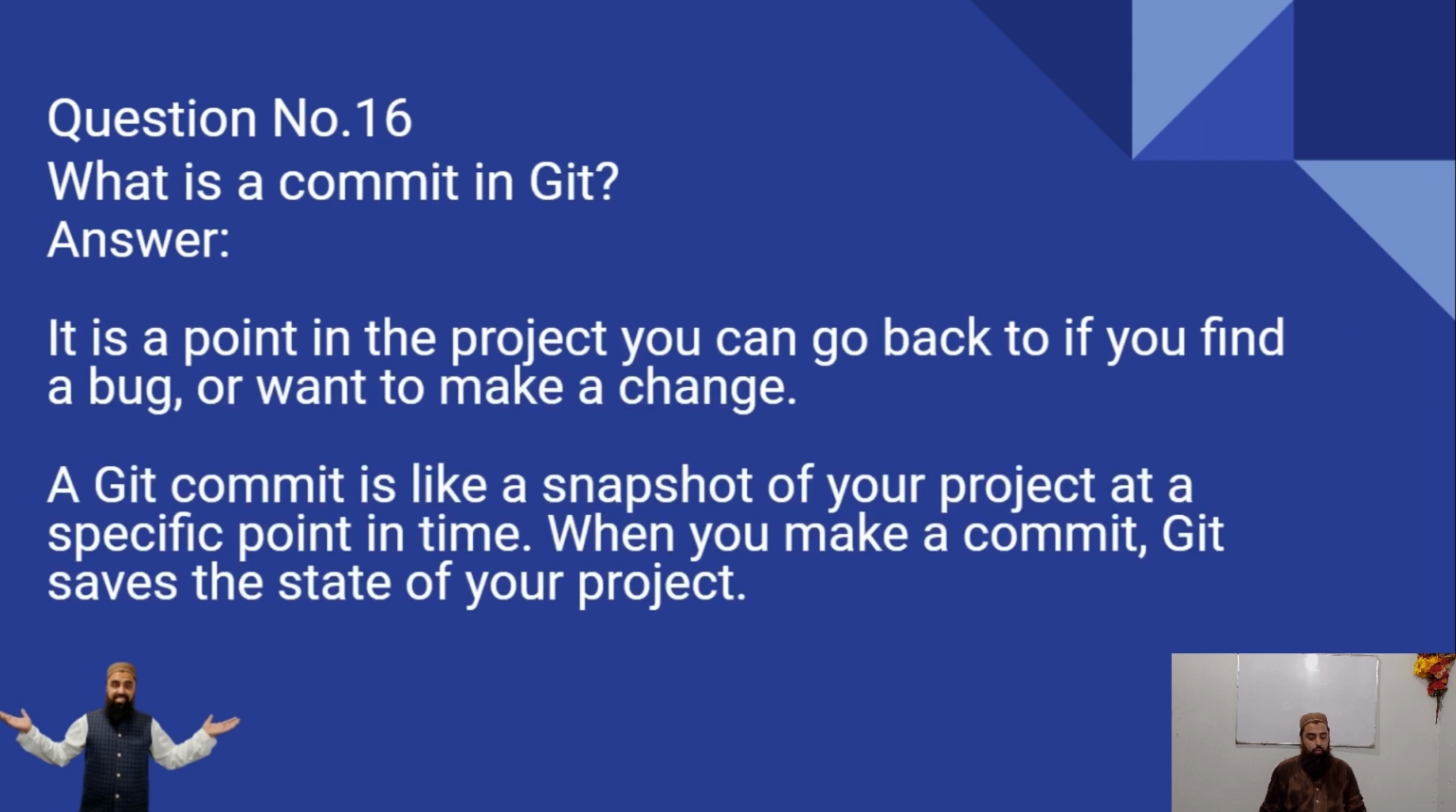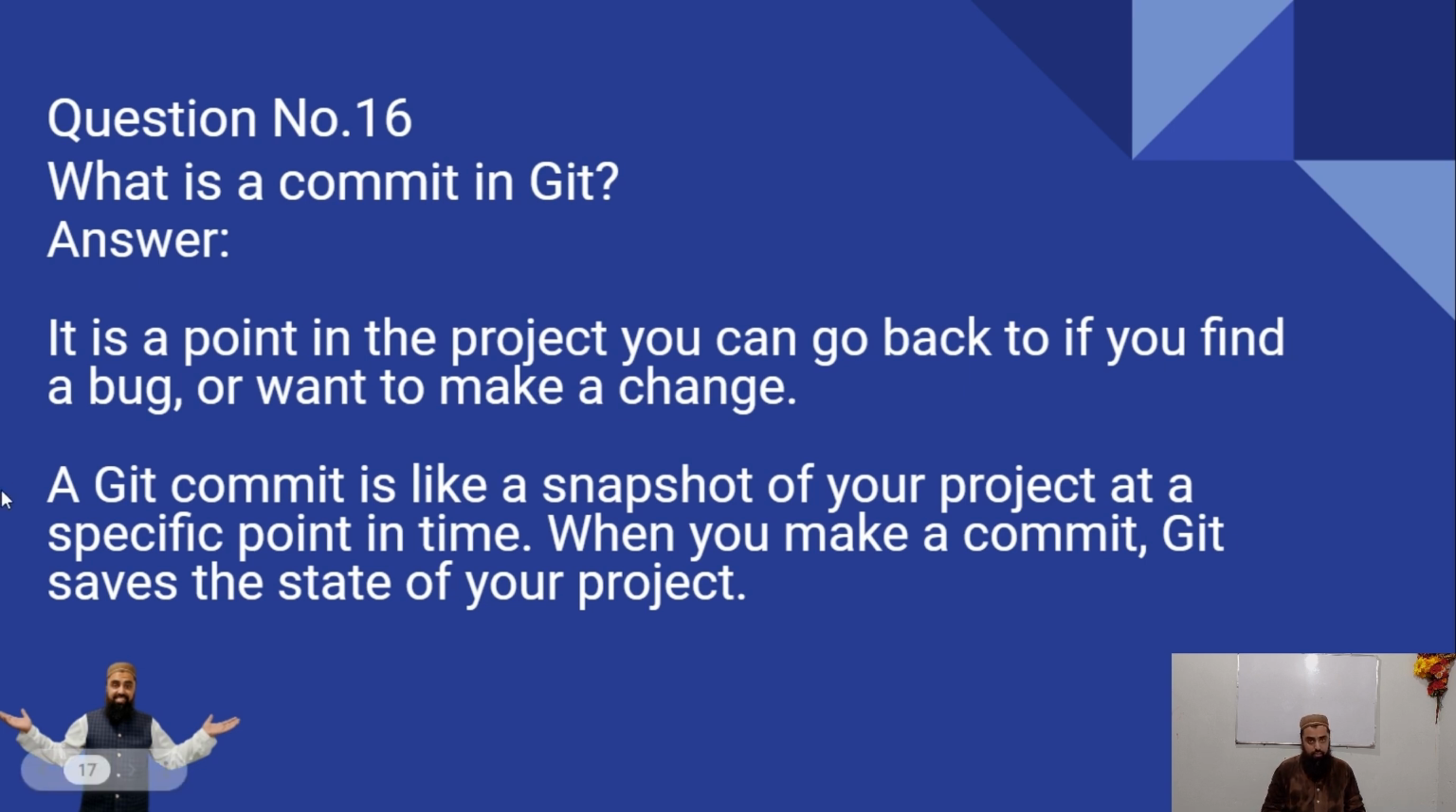Question number 16. What is a commit in Git? What is a commit? Okay, git commit -m for message, and we just commit after adding the files, and it is a point in the project you can go back to if you find a bug or want to make a change. Okay, it is actually a point, and in every project we can use the commit id to go back, and we can modify the commit, etc.